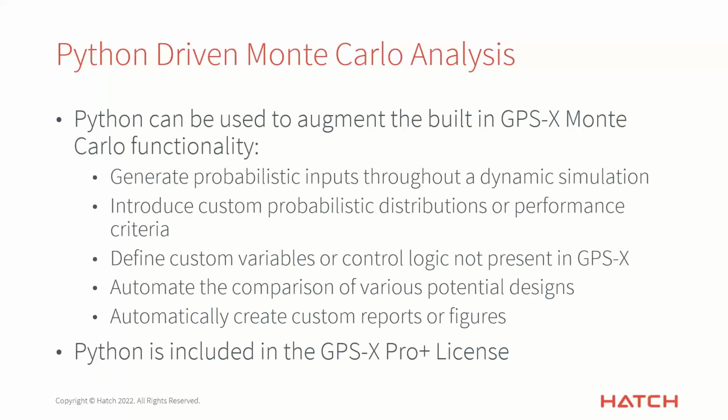log normal, and uniform. Or even if you want to add in some additional performance criteria that may not be available. You have the ability to do things like define custom variables and control logic that may not be easy to implement in GPSX as is. And then probably the most important and useful feature of Python is really just its ability to automate a lot of tasks. So this can be things like the ability to automate comparisons of potential designs that you have, or even to do things like creating your custom reports or figures that Nick mentioned.